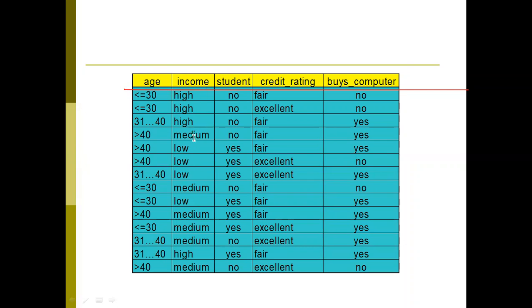What are those? One is high, one is medium, third one is low. Now I'm going to choose only one value among these three. I have chosen only one value, that is low. Assume that is low. Now my attribute is income equal to low. Low is one of the values.